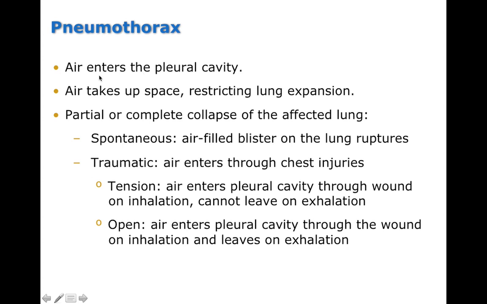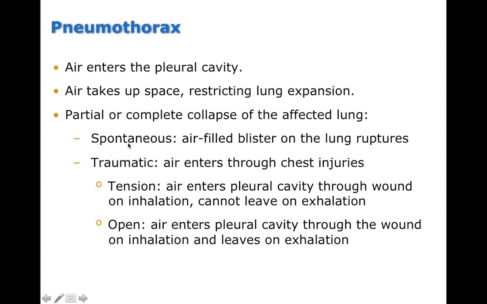So with pneumothorax, air enters the pleural cavity, and this is probably what was going on in Mr. K in the last example there. Now with pneumothorax, air takes up space, which restricts lung expansion. Now we're seeing that this air actually is found outside of the lung, and therefore prevents the lung from being able to fully expand within the thoracic cage. Now partial or complete collapse of the affected lung can happen under different conditions.